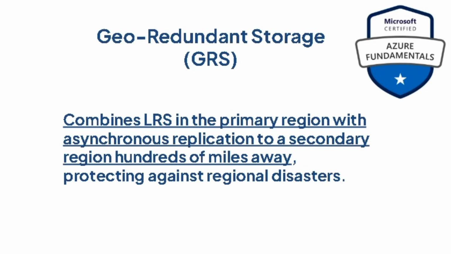Geo redundant storage basically combines LRS, which is the locally redundant storage, in the primary region with asynchronous replication to a secondary region hundreds of miles away. It is going to help you in protecting against regional disasters. And the way for you to remember this for your certification is that this combines LRS in the primary region with asynchronous replication to a secondary region hundreds of miles away.